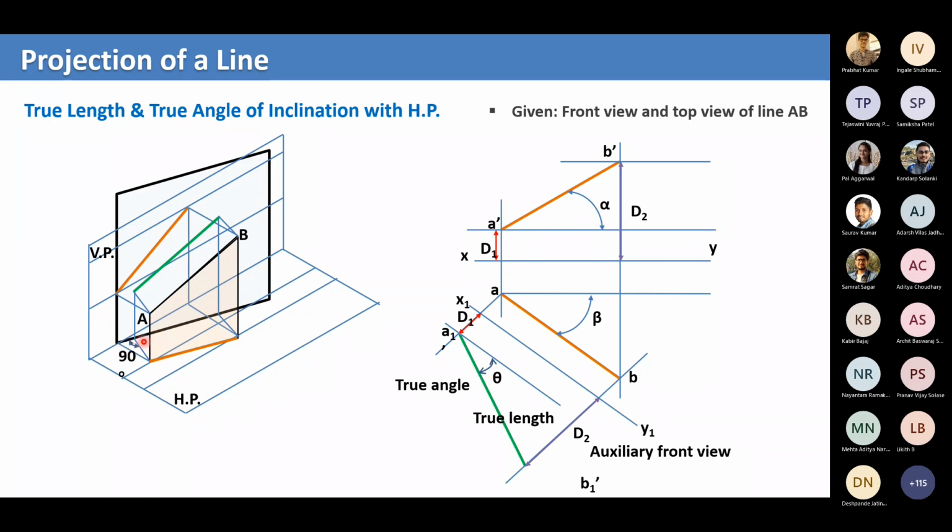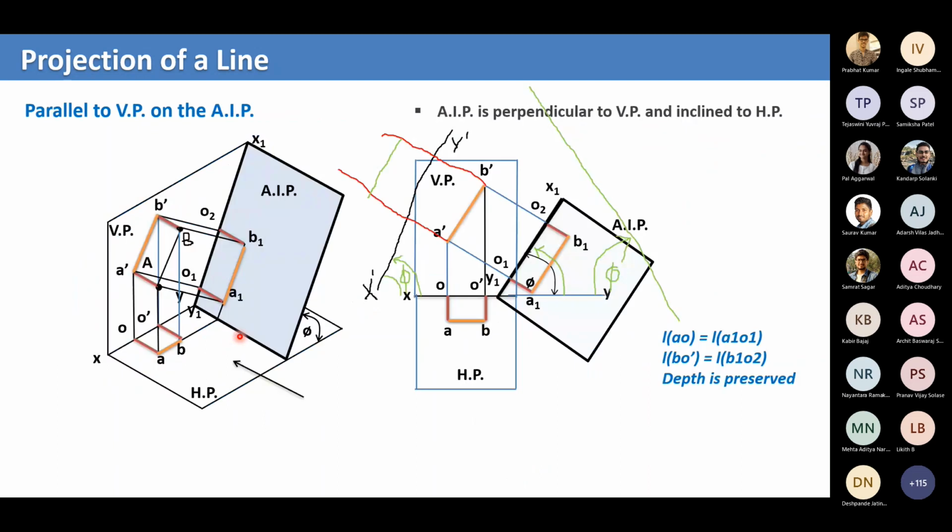When you have the auxiliary plane parallel to the projection, what happens? It becomes parallel to the line AB also. This line AB is projected here. You can see it is projected here. Now we are taking this plane which is parallel to this projection. So we'll just go back here. I'll show you. See, this line AB is parallel to VP.